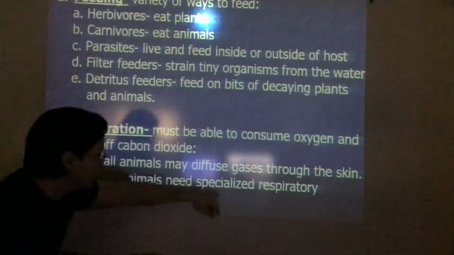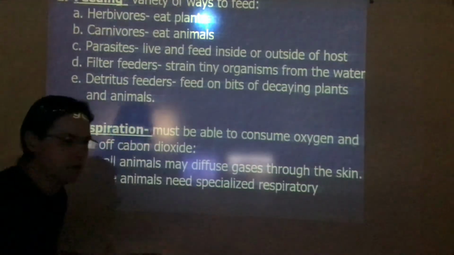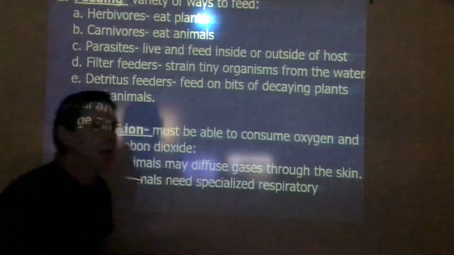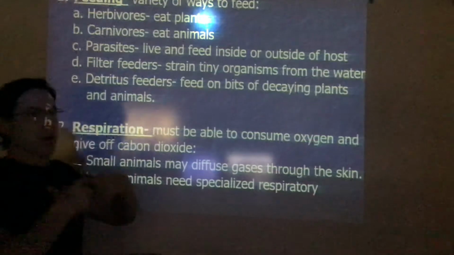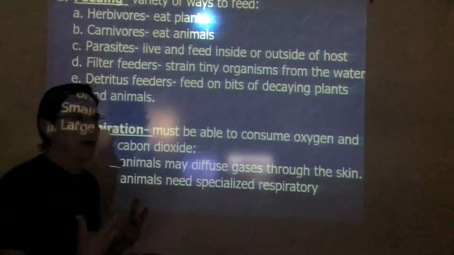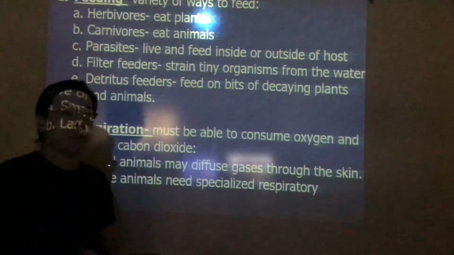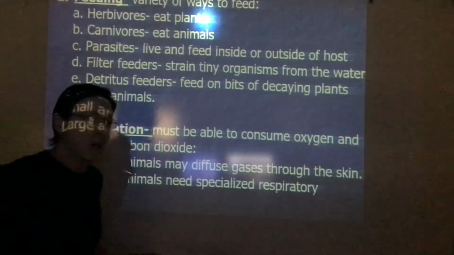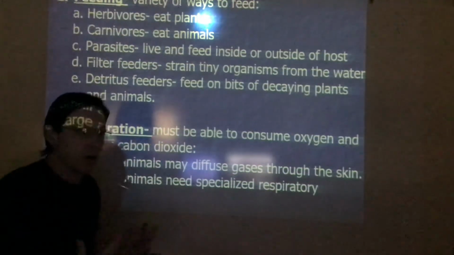Large animals need specialized respiratory structures as they get larger, like ourselves, mammals, reptiles, and so on. Especially when we became land-based and had endoskeletons and changed body structures to support lungs that could inflate, like the development of a diaphragm, which is a strong, dome-shaped muscle that helps us inhale and exhale.